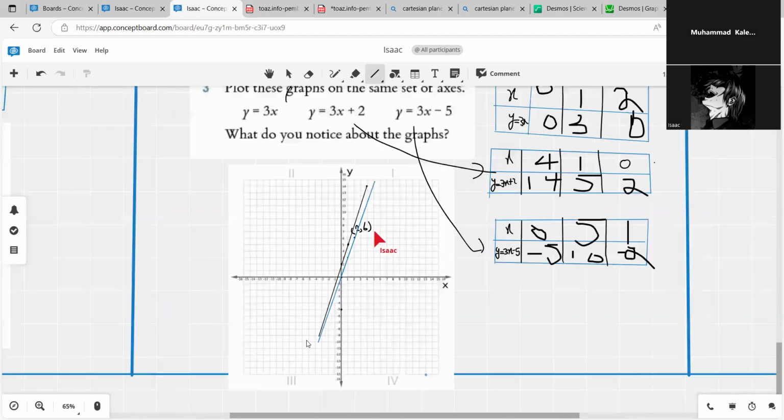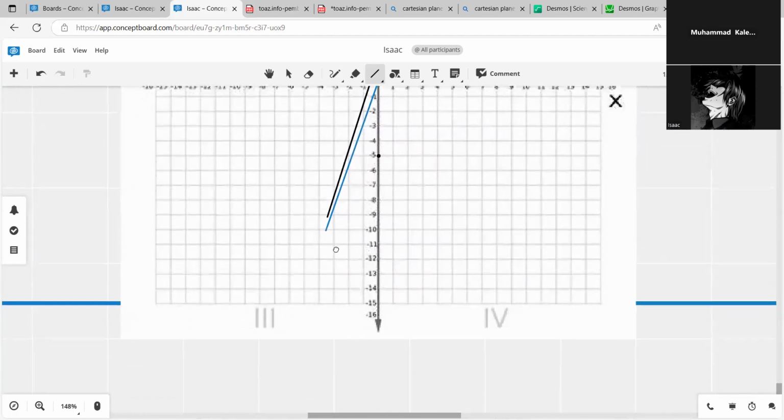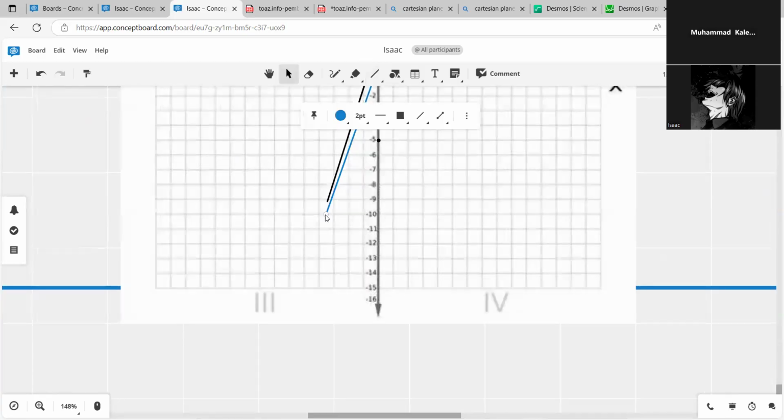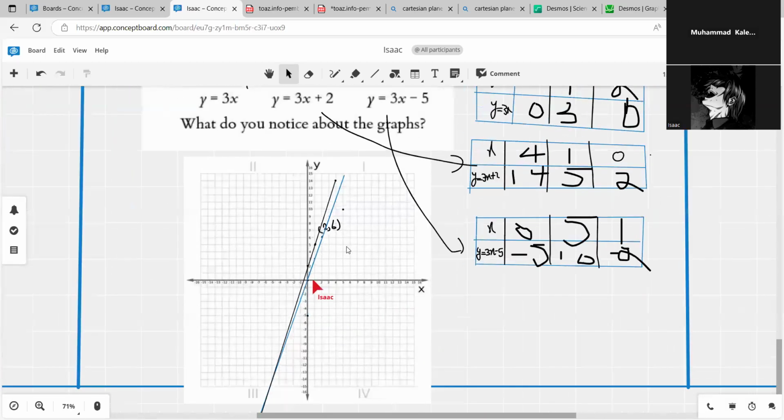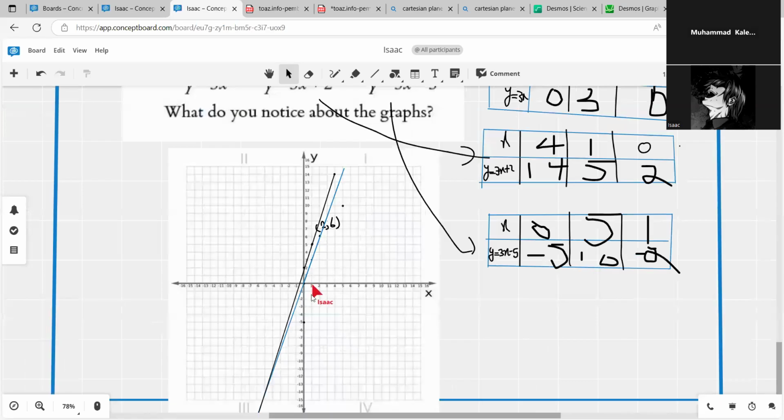What about the third one? The third one is up here. X is 0, y is negative 5 here. X is 5, y is 10. And that's true. If we join them with the straight line.